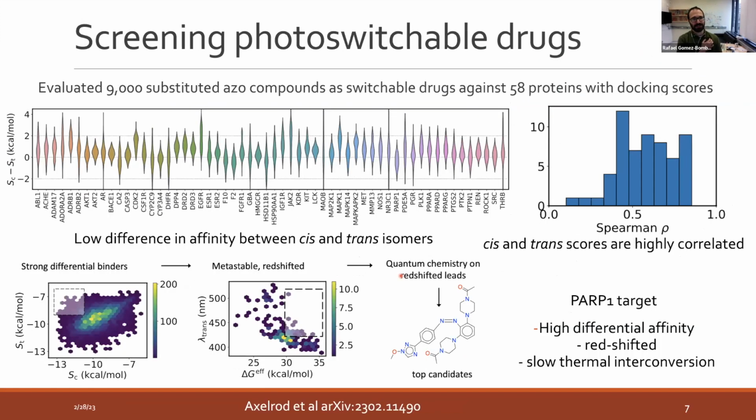Well, this is something we've gotten excited about recently. It's the fact that this enables us for the first time to screen for photoswitchable drugs. These will be drugs that are inactive in the trans form. So they're just laying around, you take them, they don't do anything. But once you shine light on them, they fold into the other geometry and suddenly they become active and bind to the pocket that you wanted.